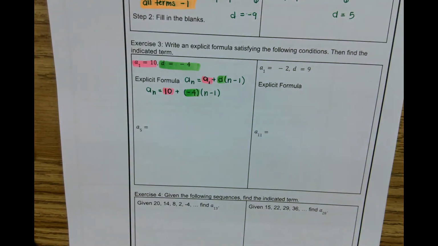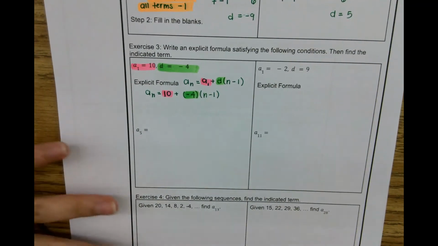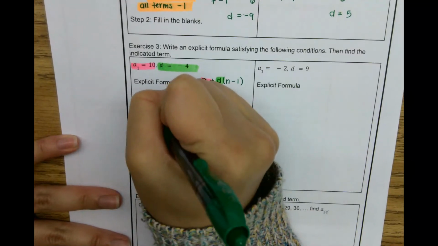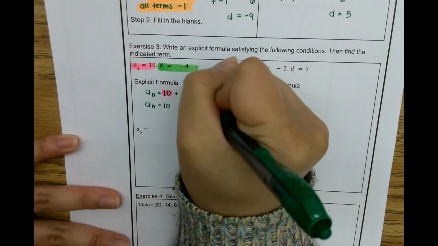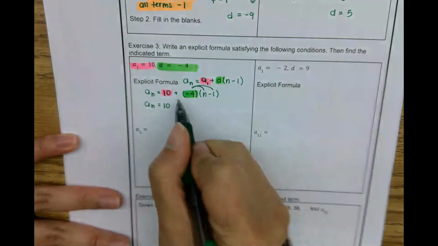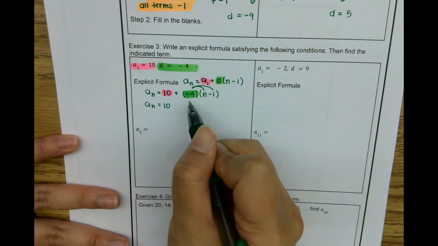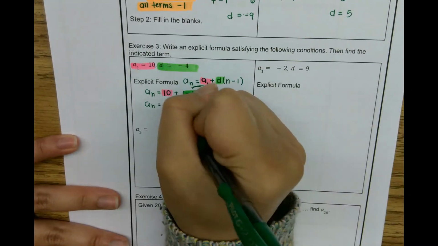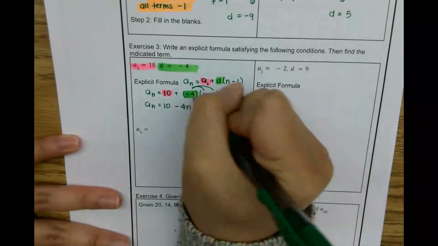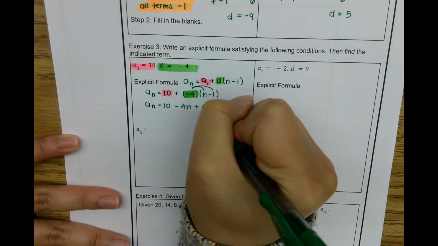Then I'm going to just simplify this a little bit. So a sub n equals 10. I'm going to distribute this. So plus and negative, we normally don't write it, so it's just minus. Negative 4 times n is negative 4n. Negative 4 times negative 1 is plus positive 4.